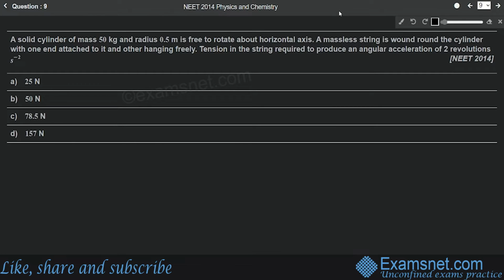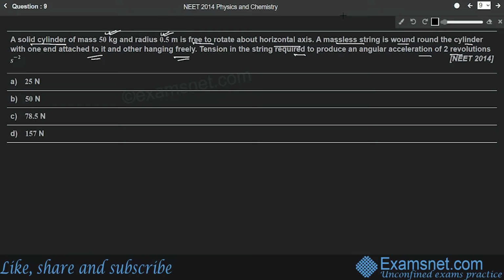Question number 9 is from the chapter Systems of Particles and Rotational Motion, and the question is, a solid cylinder of mass 50 kg and radius 0.5 meter is free to rotate about a horizontal axis. A massless string is wound round the cylinder with one end attached to it and the other hanging freely. Find the tension in the string required to produce an angular acceleration of 2 revolutions per second square.